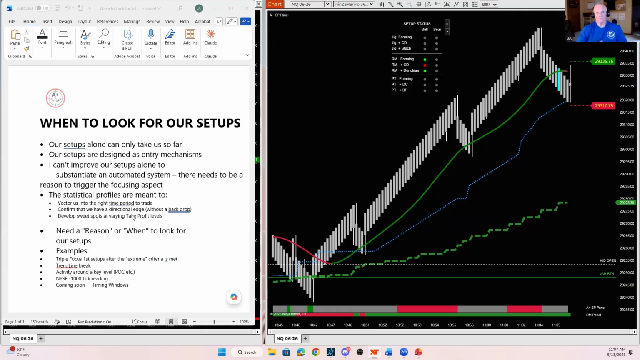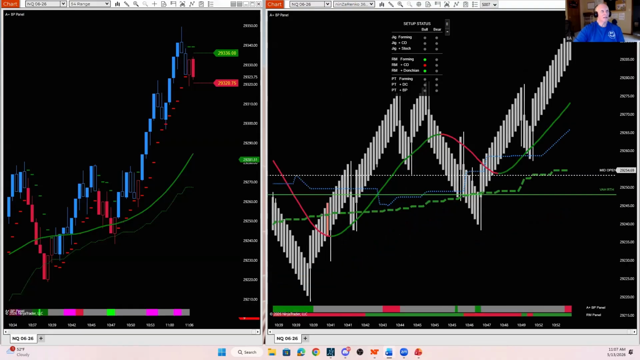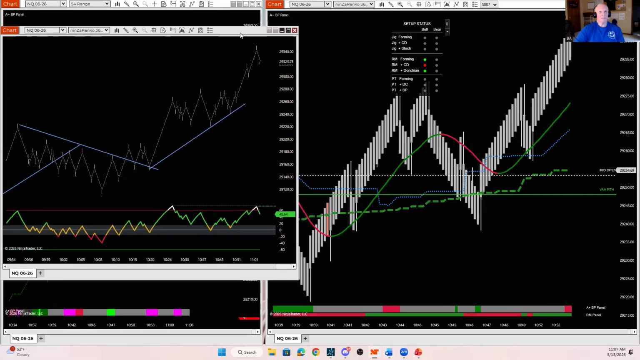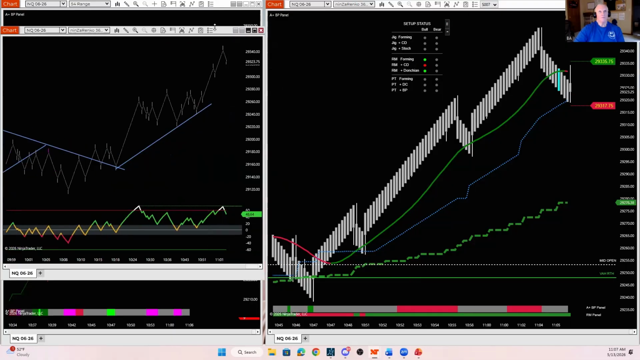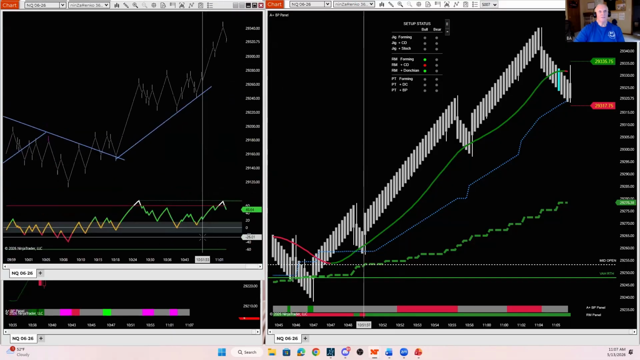And then if you can combine those with a trigger, with a win, with a reason, then that's what we're migrating to. And then of course we develop sweet spots at various take profit levels to help us manage our trades, all based on data. So there's no guessing. All right. So what we're going to look at today is two methods that are independent of each other, but they fit the bill.